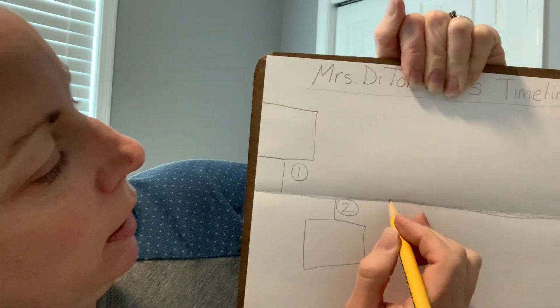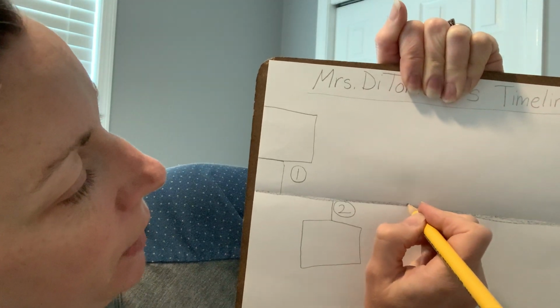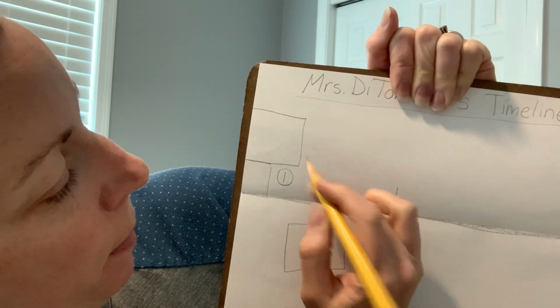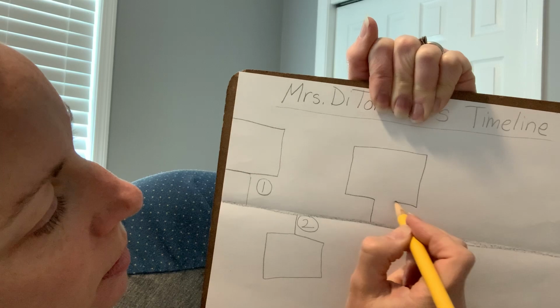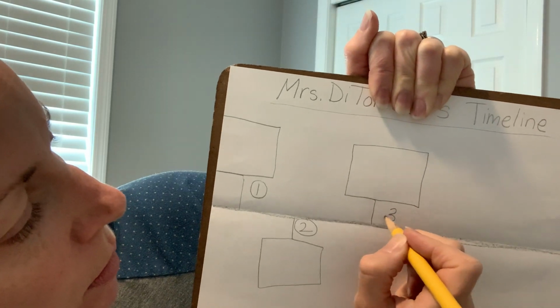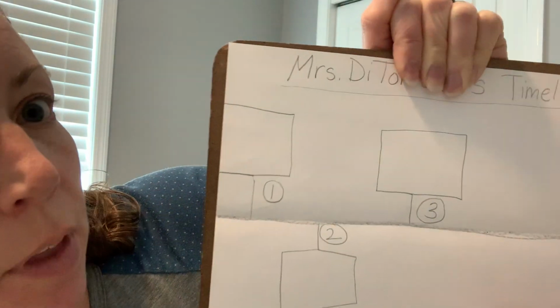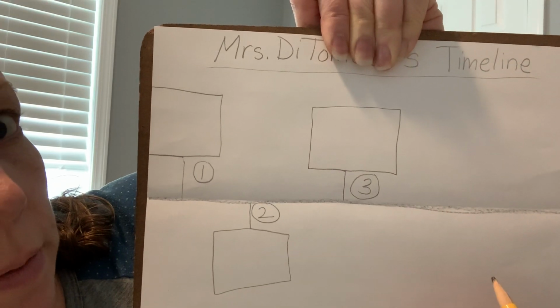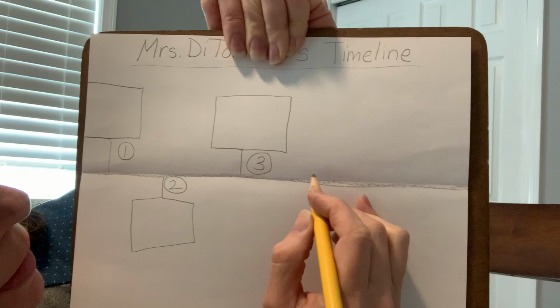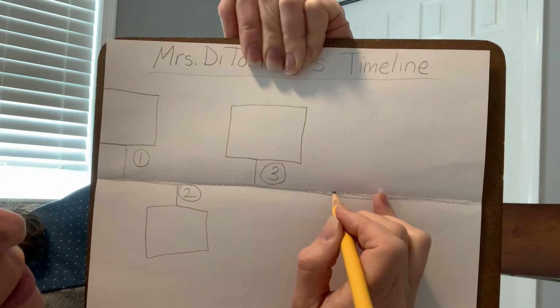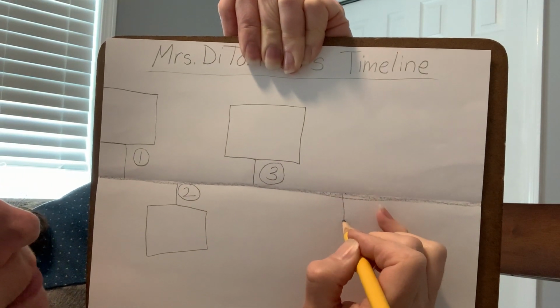Okay, and then go down a little bit more. Okay, and we're going to go up. Notice our pattern, right? Up, down, and we're going to go up. I'm going to make another box. And this will be labeled, you guessed it, number 3, the third event on our timeline. Okay, now we're going to keep traveling down. So this was up. So then our next one is going to be going down on our timeline.